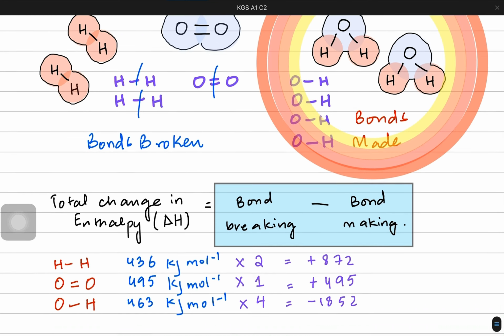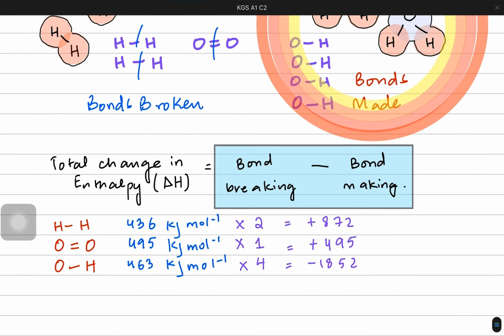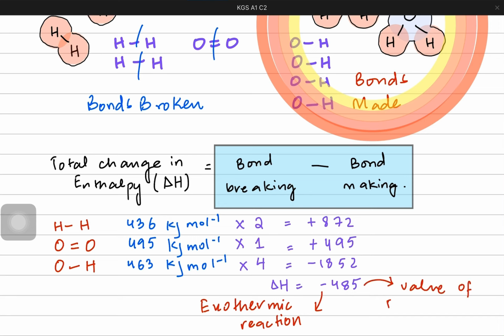And since it's a bond being made during the reaction, energy is released. That is why I'm putting a negative sign over here. When we add all these values, it gives us a total value of minus 485 kilojoules per mole. The minus means that it is an overall exothermic reaction because the energy released during bond making is more. There is a more negative value involved and less positive value. So it's an overall exothermic reaction after the whole bond breaking and making.